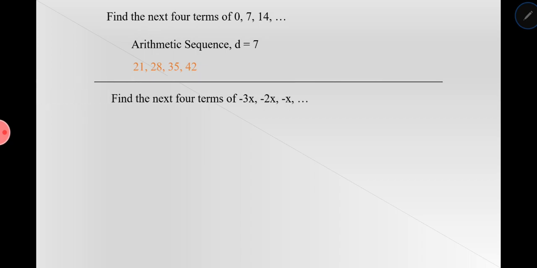What about find the next 4 terms of negative 3x, negative 2x, negative x? So huwag nating pangambahan yung may variable bigla may x. Para rin lang yung isang apple, dalawang apple, tatlong apple. Okay?